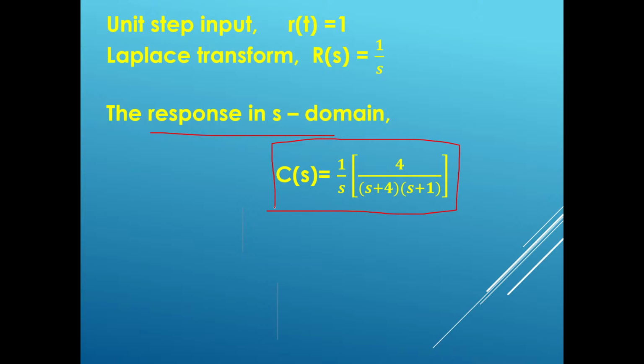Now let us determine the response in time domain. In the question, they asked us to obtain the response; they didn't mention anything else. So we have the response in S domain, and we have to determine the response in time domain. How many terms are there in the denominator? s, s plus 4, s plus 1. Three terms are there. Let us go for the partial fractions, and you can easily determine the response in time domain.